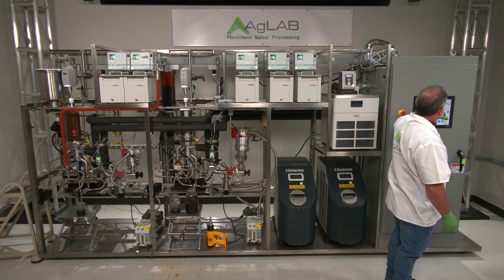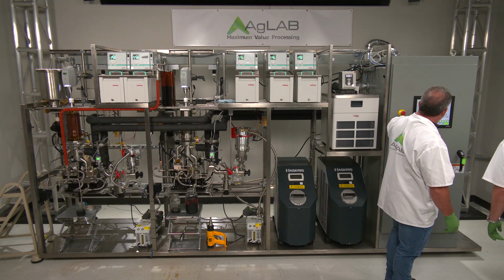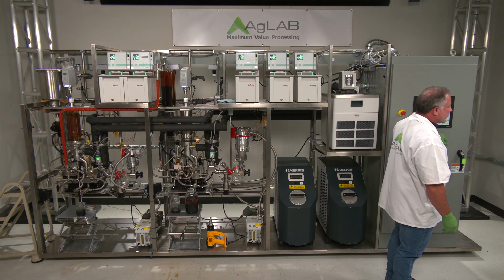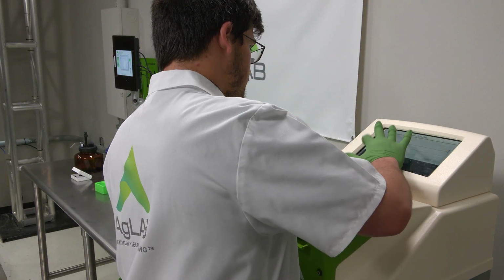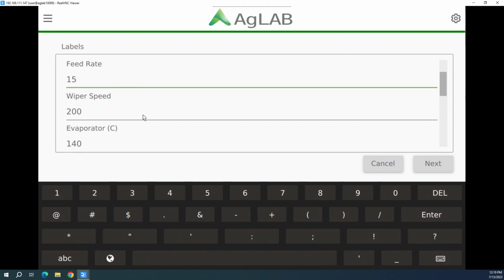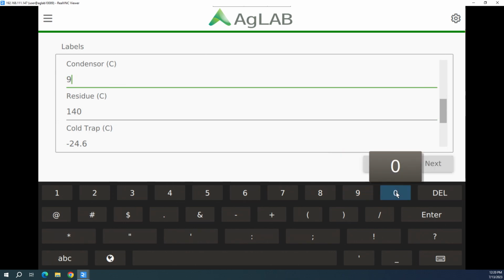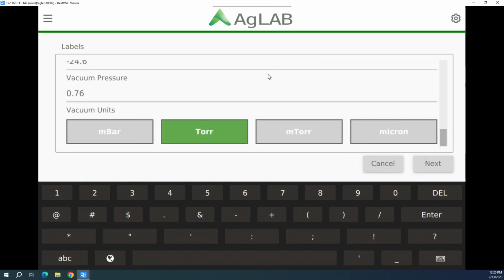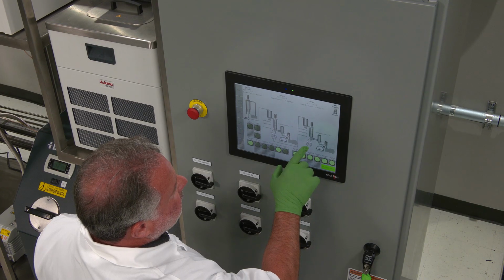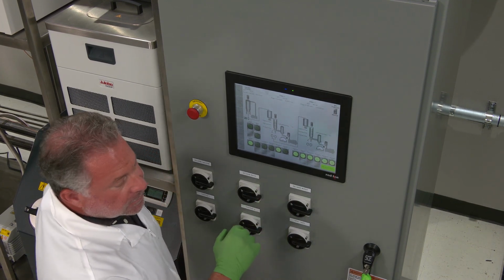Okay. Well, where's the feed? Okay, 15. Yep, so feed's at 15. Is wiper speed at 200? 400. 400, okay. And that's because of the viscosity. Your evaporator is at 175. 175. Residue is 140. Condenser is at 90. 90. And then vacuum? The vacuum right now is 0.03 torr.